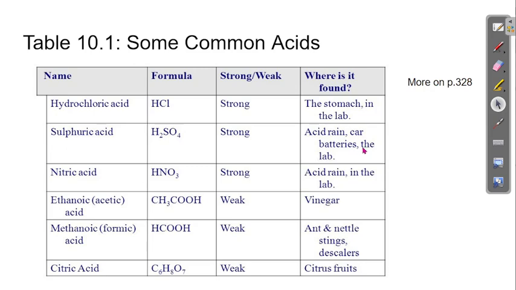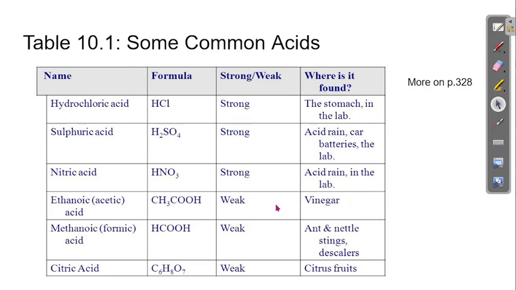Sulfuric acid is a strong acid. It's found in acid rain, in car batteries, and also you can find it in a lab. They sell it. Then you have nitric acid. It's also a strong acid, found in acid rain, and also commercially you can buy it. You can buy it in a lab.